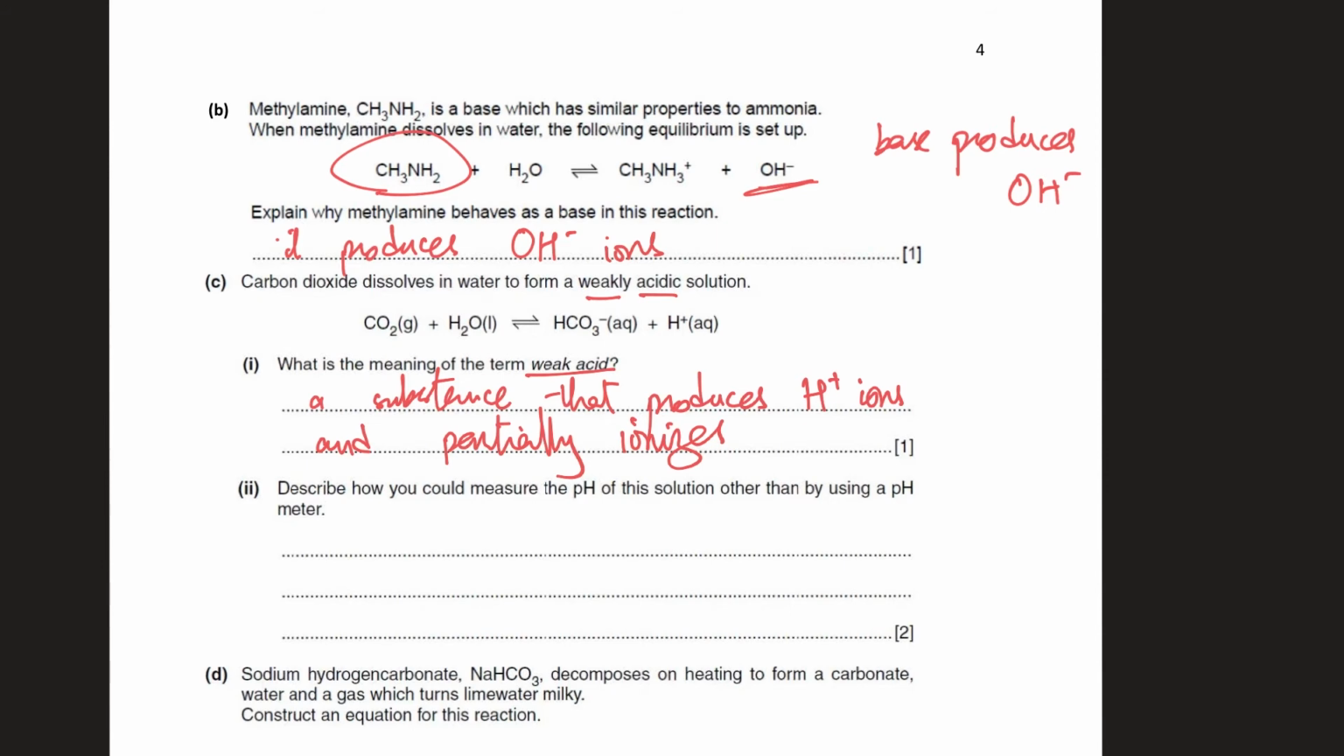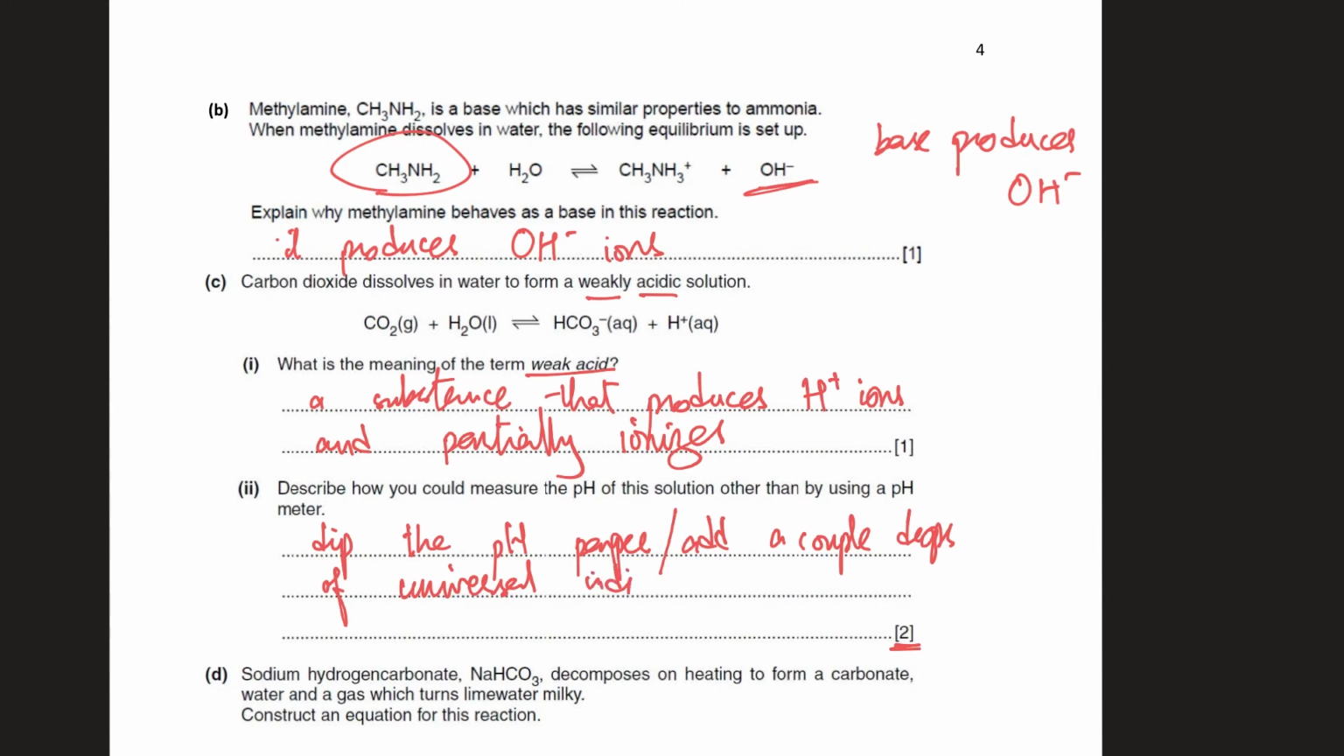Describe how you could measure the pH of this solution other than by using a pH meter. Now this is a 2 mark question. So that means you have to make two major points here. Now how do you measure the pH? Usually we go by either the universal indicator or the pH paper. So let's say if I were to say pH paper, I'll say that dip the pH paper. That's my first step. I've selected what I need and I have given my working. Now you could also write that add a couple of drops of universal indicator.